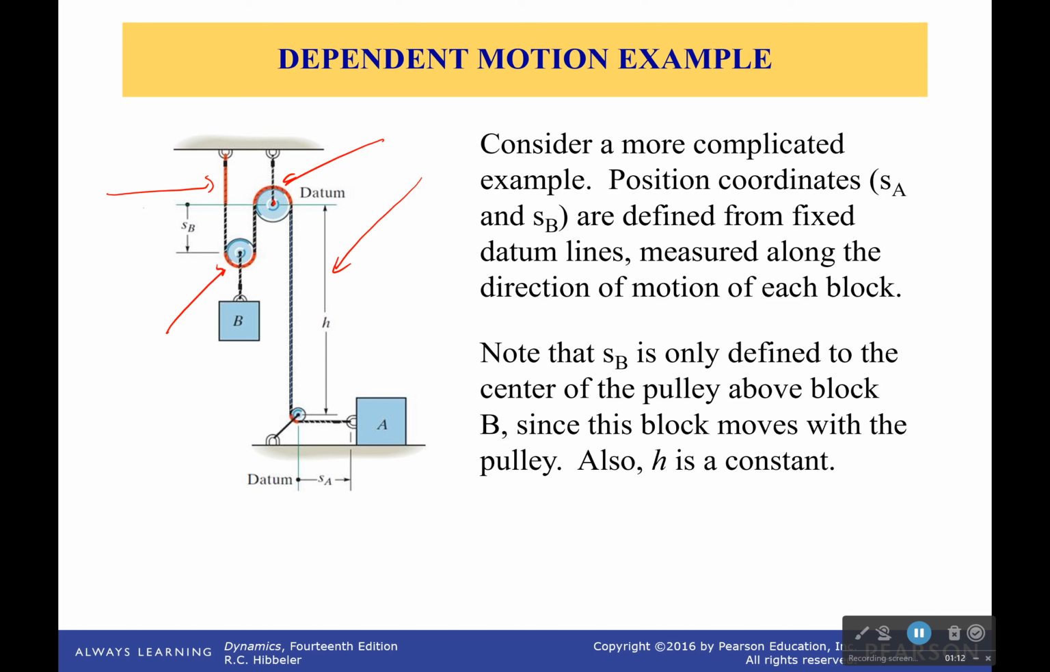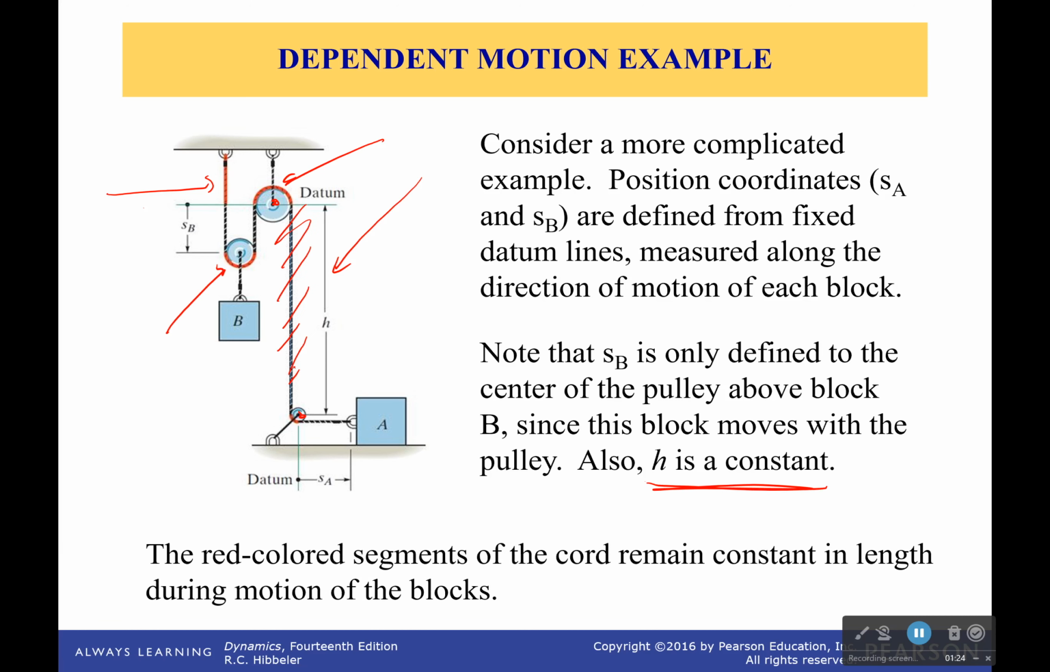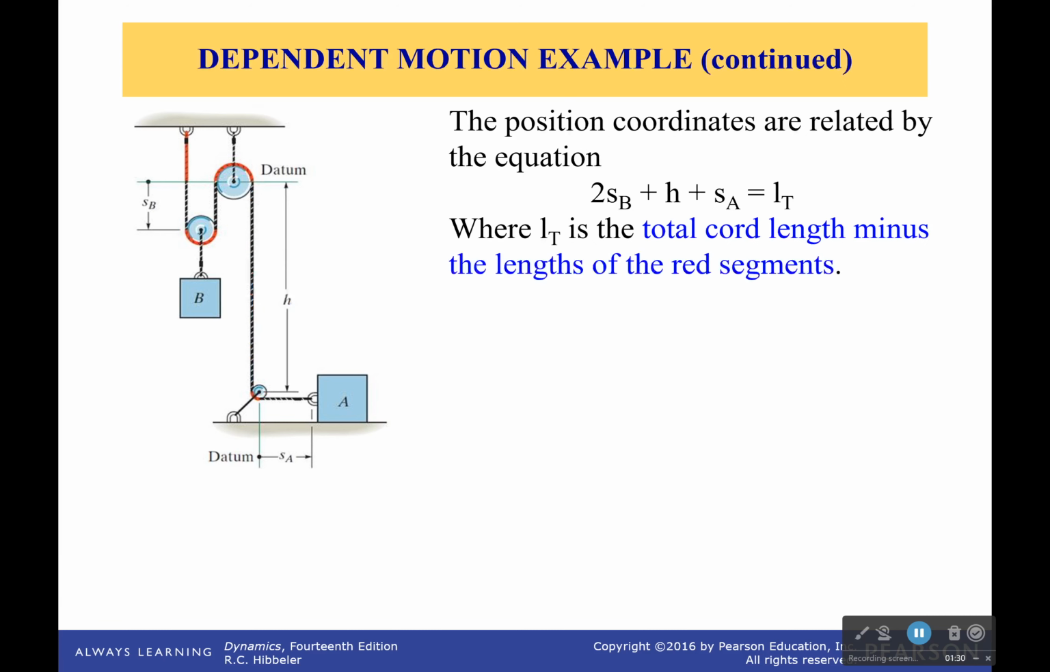Now, from this right here, it tells us that h is a constant. We can tell that because it goes from something that doesn't move to another object that doesn't move. So we're not going to have to worry about this as we go forward, at least once we get past our initial writing out the equation for the length. So what we need to do now is write out the total length of our cord. So our length total right here.